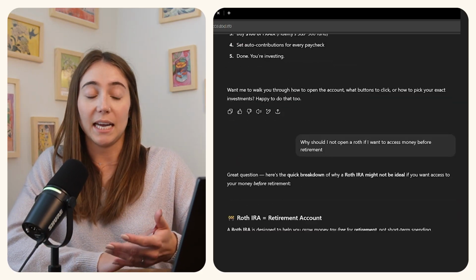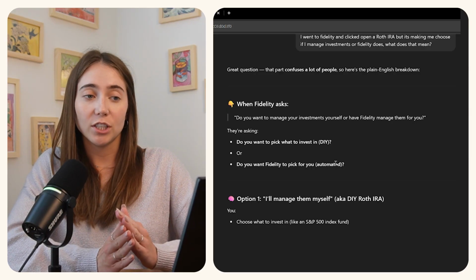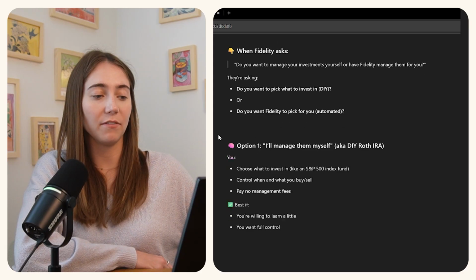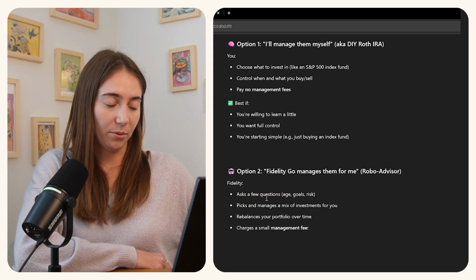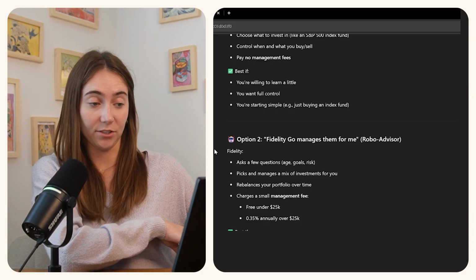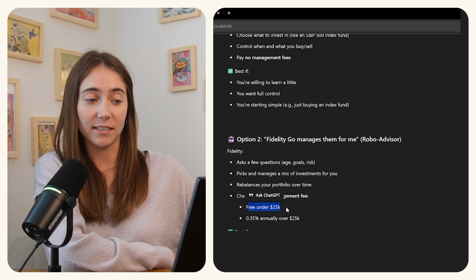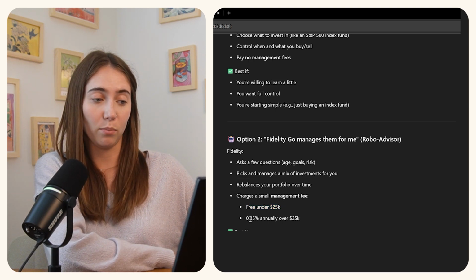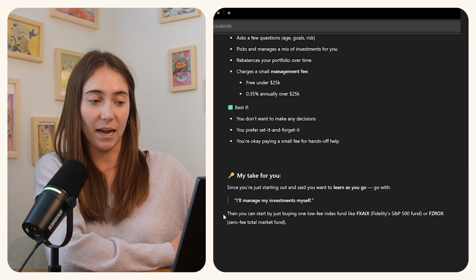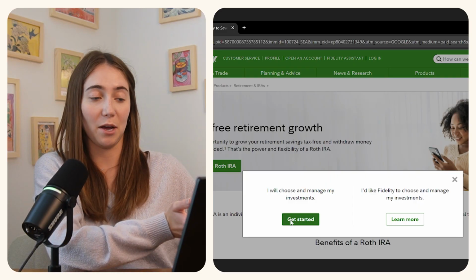When I went to the Fidelity website, it gave me the option of, do I want to open a Roth IRA and have Fidelity manage it, or do I want to manage it myself? They're asking, do I want to pick what I invest in, or do I want Fidelity to pick for me? And it gives me the 2 options and it tells me what things cost. So they have a robot advisor is what it says, and they'll charge me a small management fee. Under $25,000 of assets, it's free, and over that, it is 0.35%. Since you're just starting out and I want to learn, I should manage myself and buy something simple. Great. Then I will go back and I will choose and manage my own investments.